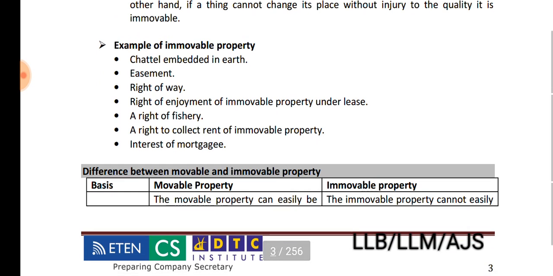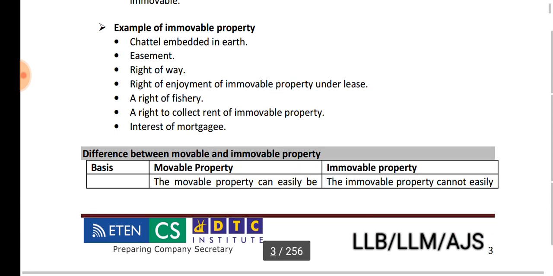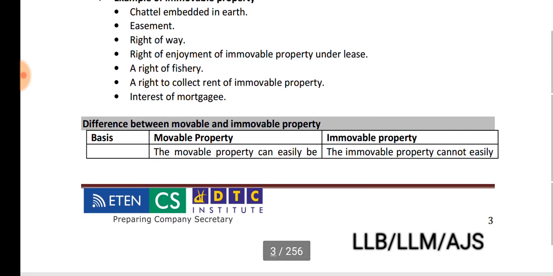Examples of movable property. We need to give certain examples in the exam. It will fetch more marks. Cattle embedded in the earth. Easement. We know easement is a right of way or water. Right of enjoyment of immovable property under lease, which includes rent as well. Right of fishery. Right to collect rent of immovable property. Rent means beneficial interest. The right to the current rent is a beneficial interest in immovable property, maybe land. Beneficial interest in land, and interest of mortgage, which is of course a beneficial interest.